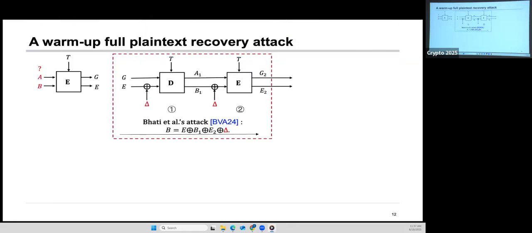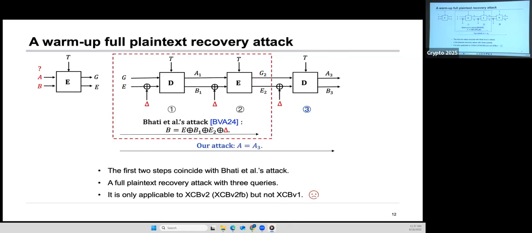We begin with the warm-up, a full plaintext recovery attack. The first two steps are exactly the same as Barty et al.'s attack with one extra query. So we make a total of 3 queries. We can extend it to a complete plaintext recovery attack. Unfortunately, this method only works on XCB v2, but not on XCB v1. So this method cannot directly apply to XCB v1.